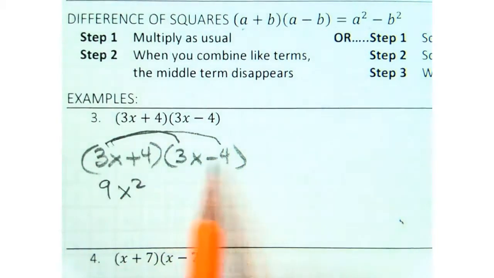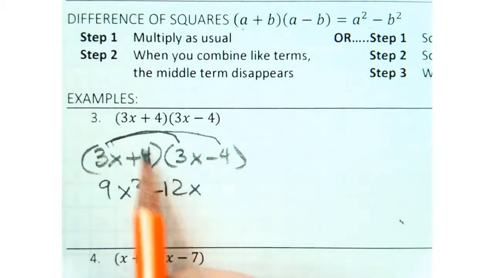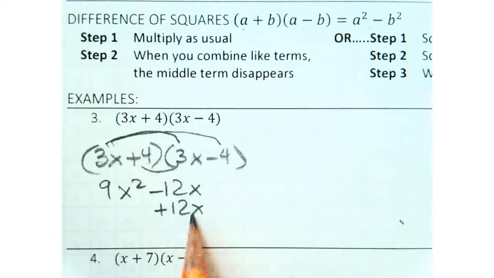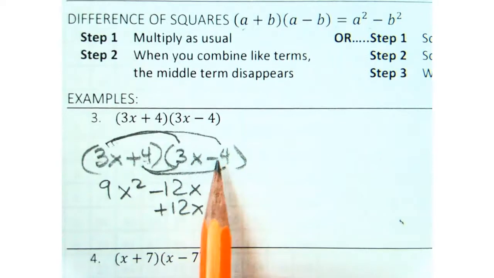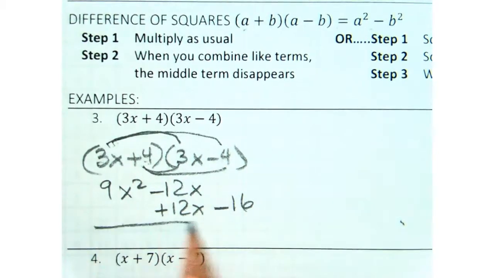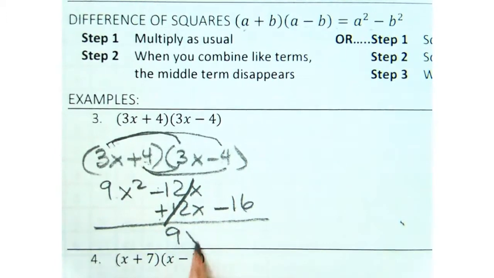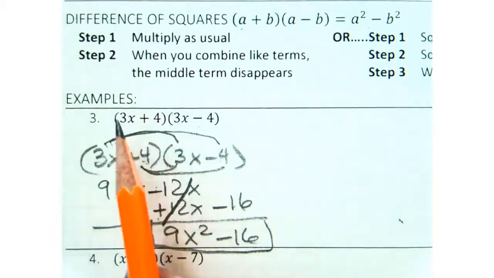3x times negative 4 is negative 12x. 4 times 3x is positive 12x. 4 times negative 4 is negative 16. Notice the middle term cancels out, leaving 9x squared minus 16. Using a and b, we can demonstrate that this will always happen.